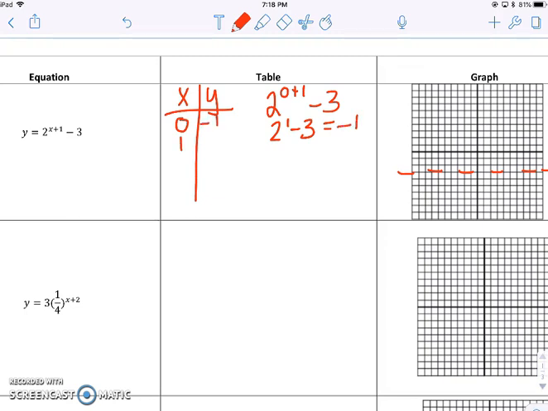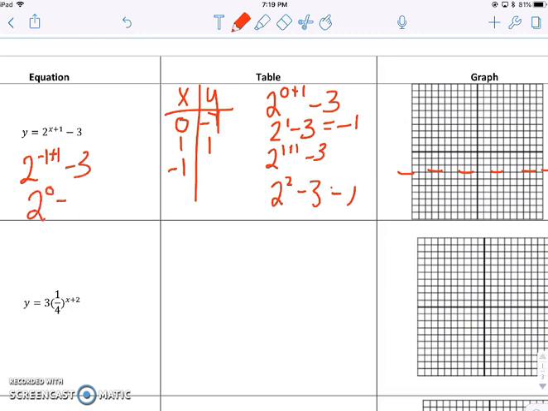What if we plug in 1? So 2 to the 1 plus 1 minus 3. So 2 squared minus 3. 4 minus 3 is 1. What if we plugged in -1? Let's see, 2 to the -1 plus 1 minus 3. 2 to the 0 minus 3. So that's 1 minus 3. So that's -2. So if we graph these, 0, -1, oops, I got to make that a little bit bigger.